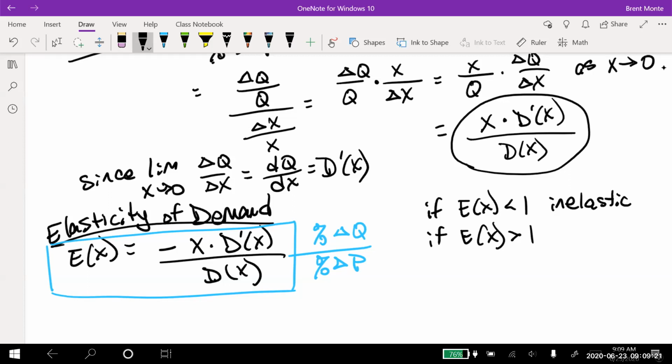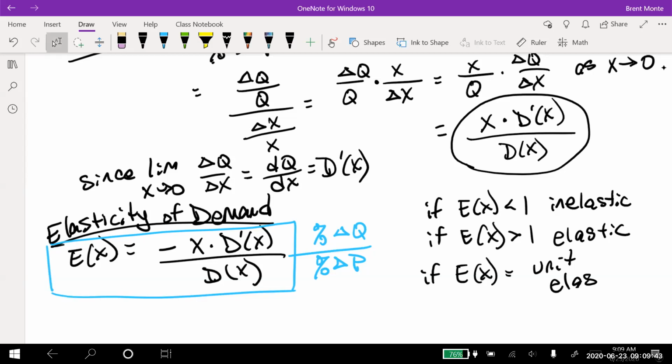I'm going to buy the cheaper one to save some money. And so a lot of people will do the same thing. So the price changed a little bit, but the quantity demanded changed a lot. So that would give you an elasticity greater than 1. That's called elastic. And then lastly, if E of X is equal to 1, we call it unit elastic. And so these we should know.